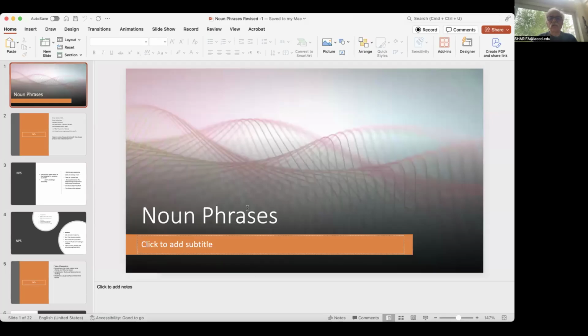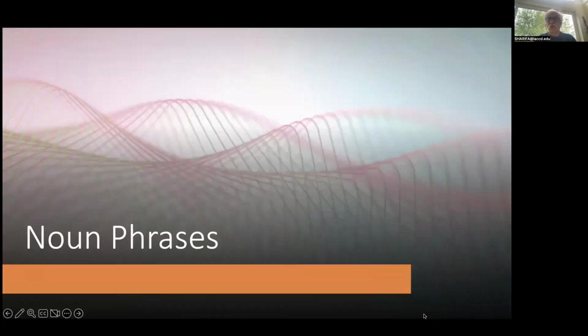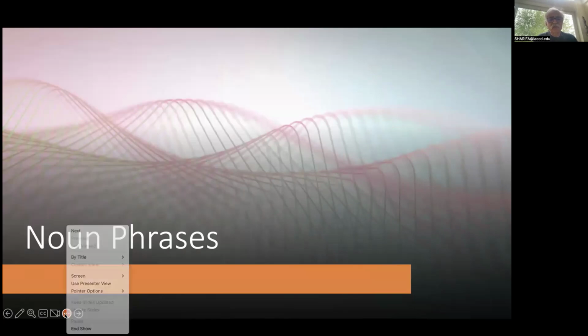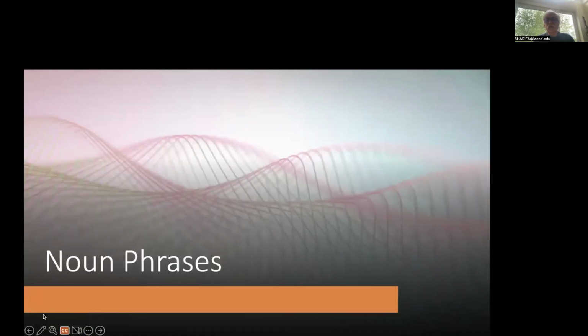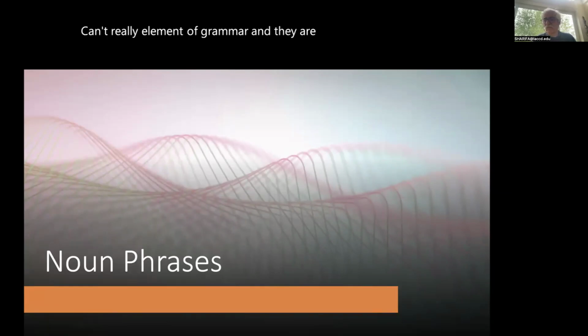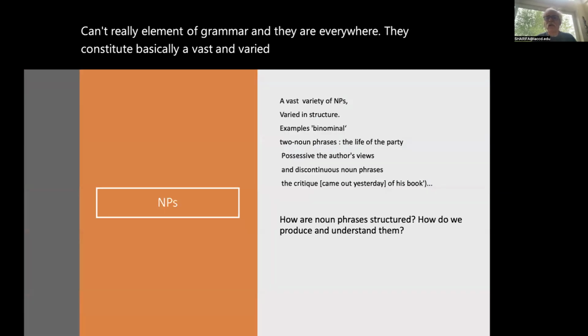So let me share my screen with you and talk about noun phrases. So the noun phrases are phrases that constitute a very significant element of grammar, and they are everywhere. They constitute a vast and varied category. So they are varied in structures.